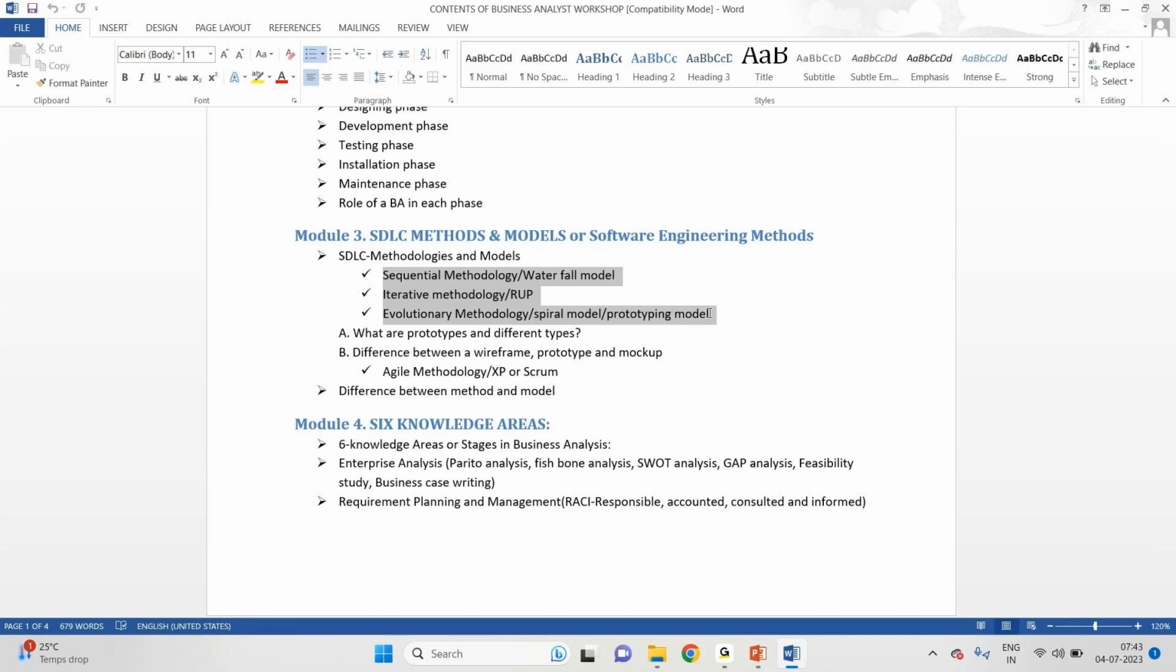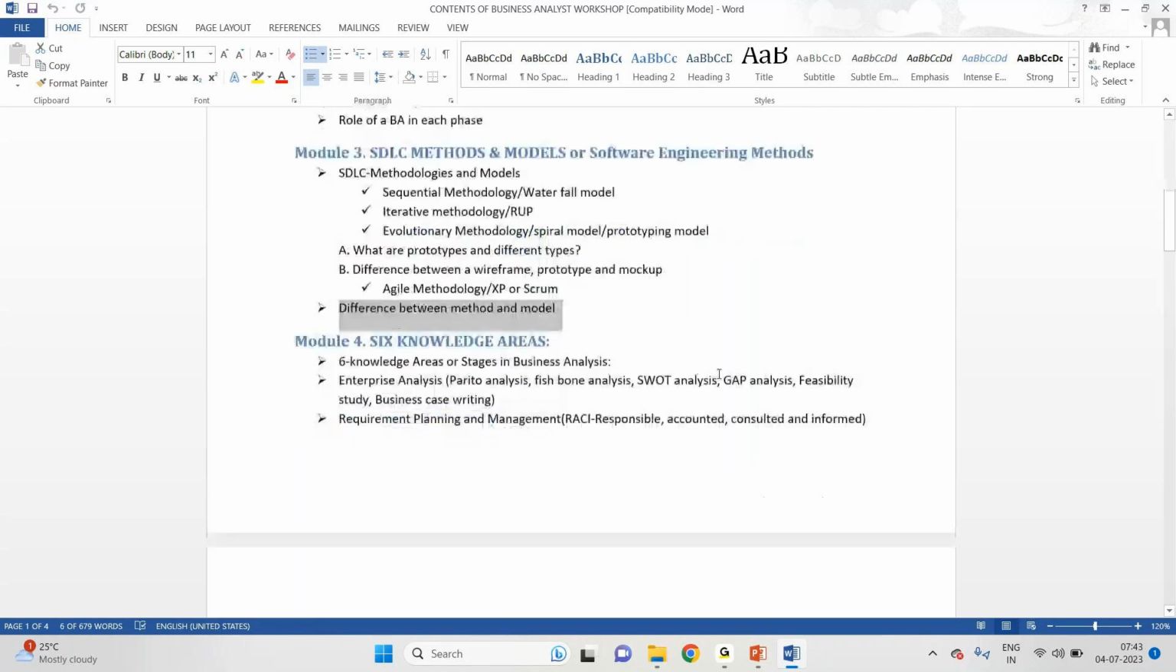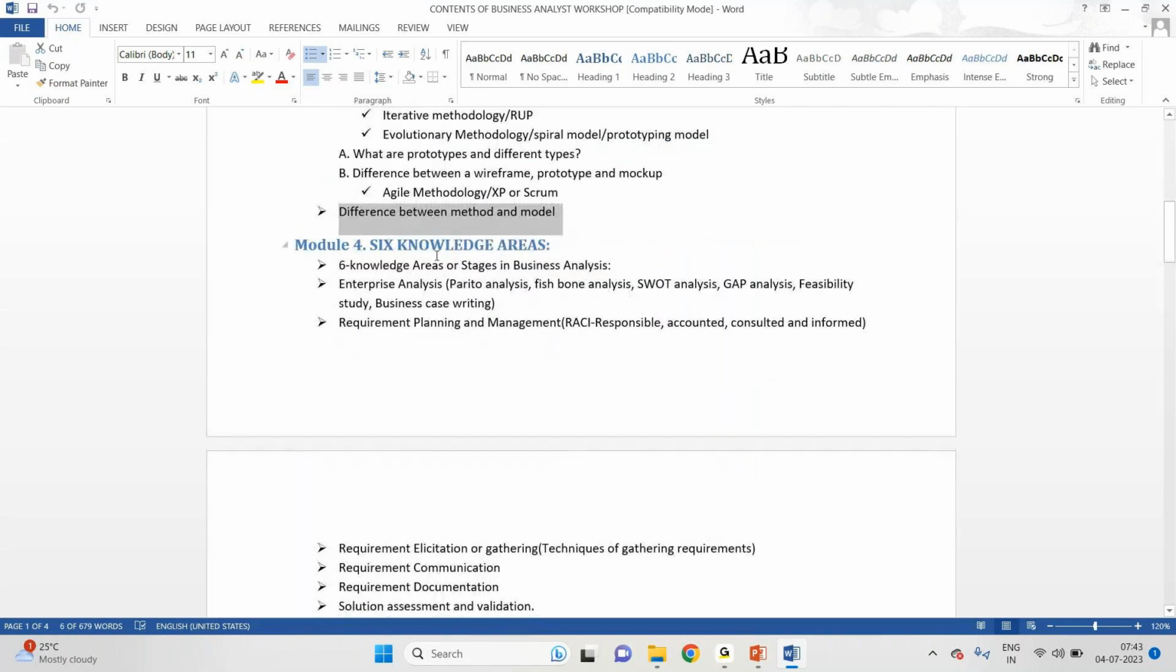In this, again, I am going to explain what are prototypes and different types of prototypes and what is the difference between a wireframe, prototype and a markup. Then finally, we will see with agile methodology. In agile methodology, I will be covering XP. XP stands for Extreme Programming and Scrum. Okay. Then I will explain what is the difference between a method and a model. Then module number 4 is all about 6 knowledge areas.